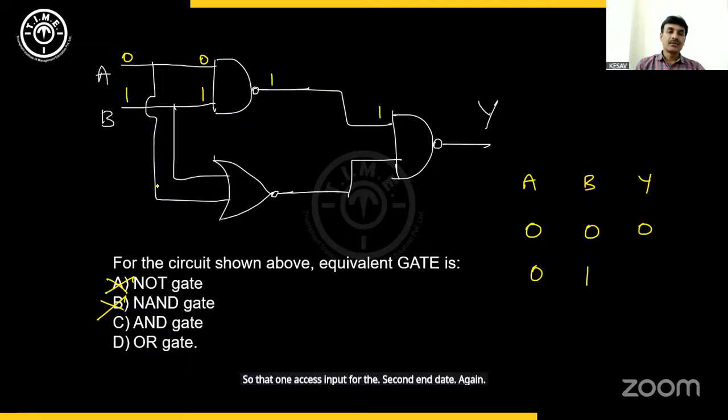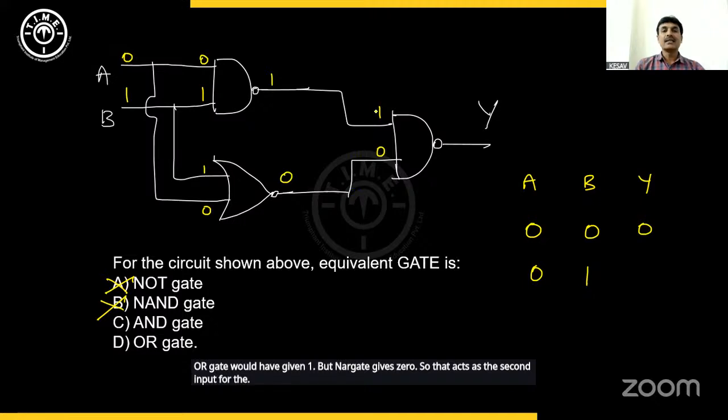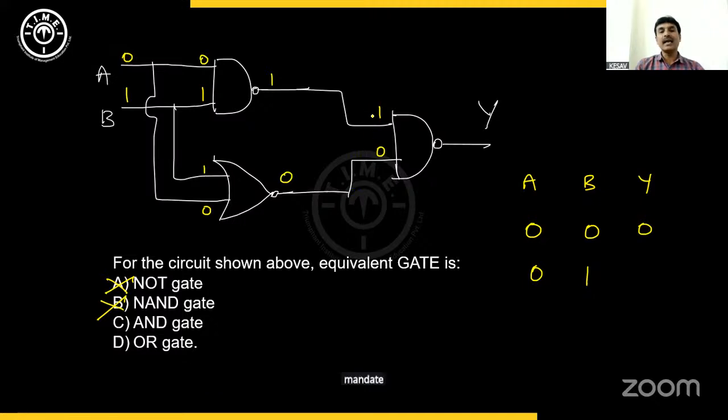Again, for this NOR gate, A is here, that is 0, and B is here, that is 1. 0 and 1 are the inputs for the NOR gate. OR gate would have given 1, but NOR gate gives 0. So that acts as the second input for the NAND gate. 0 and 1 or 1 and 0 are the inputs for the NAND gate.